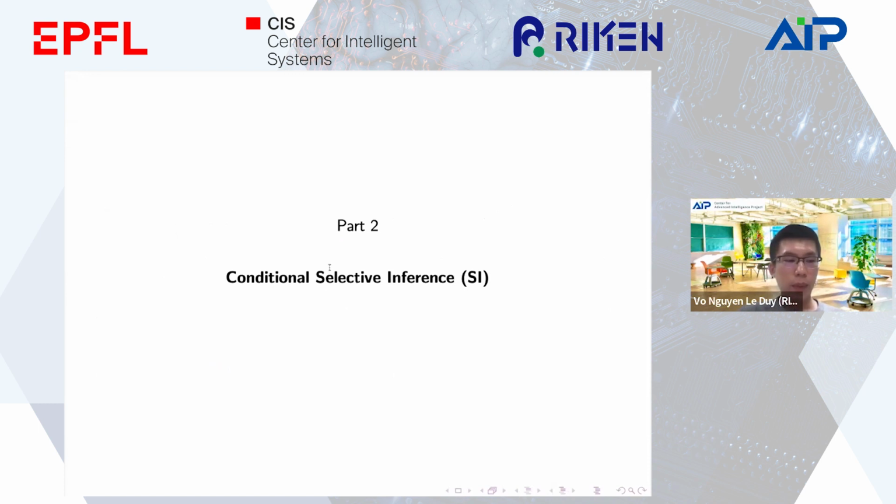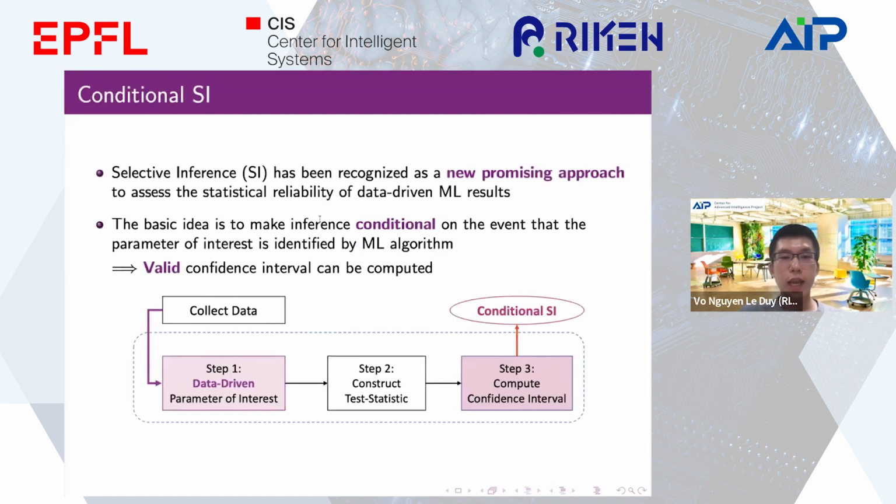So now let's move to part two, conditional selective inference. Selective inference has been recognized as a new promising approach to assess the statistical reliability of the data-driven machine learning. The basic idea of conditional selective inference is that we make the inference conditional on the event that the parameter of interest is identified by the machine learning algorithm. Then by doing the conditional inference, the valid confidence interval can be computed.